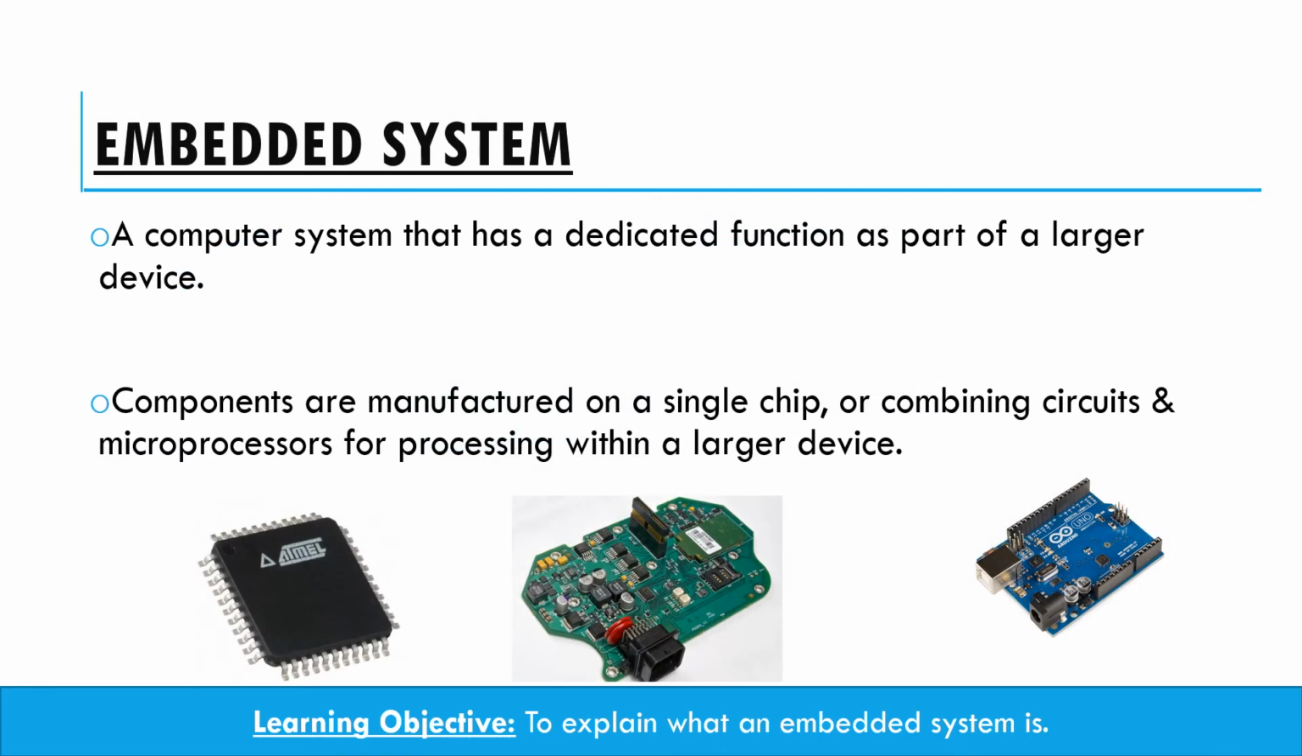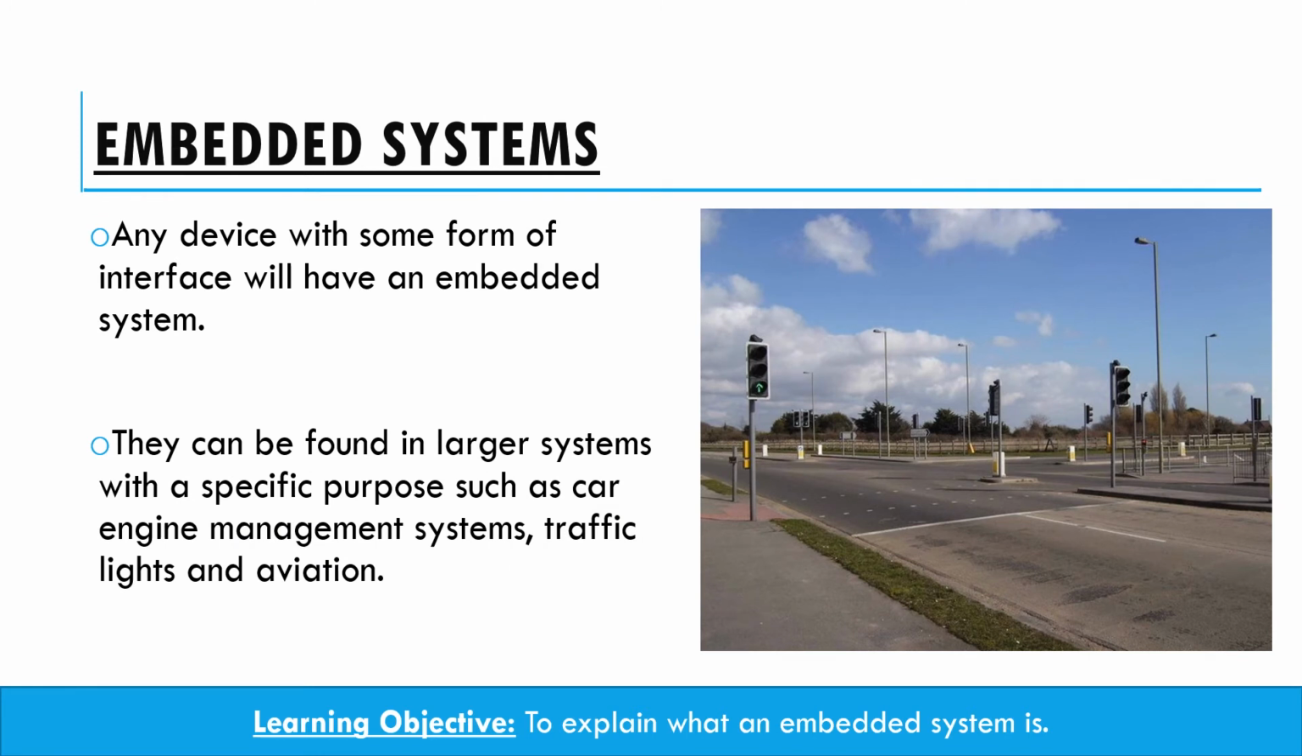Embedded systems work in a slightly different way. They don't have Von-Neumann architecture as such. They generally have a dedicated function and work as part of a larger device. They can also work as individual devices on their own. And components are often manufactured onto a single chip or a little circuit board which has a microprocessor that carries out very basic or very limited functions. Any device that's got some form of interface will have an embedded system running behind it. And when we talk about an interface, it's a method through which a human can interact with that system.